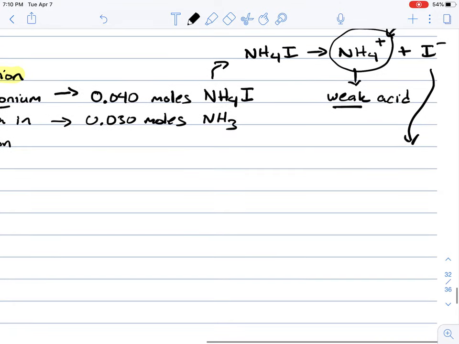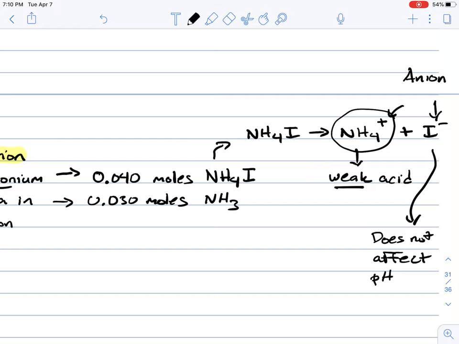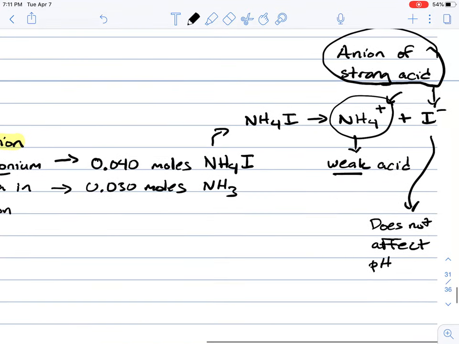And so I minus does not affect the pH of the solution. The reason why is because I minus is an anion of a strong acid. And that strong acid was HI. Okay. So anions of strong acids do not affect the pH of the solution. And so, in other words, that justifies me crossing this I minus out and not even thinking about it at all in terms of calculation.